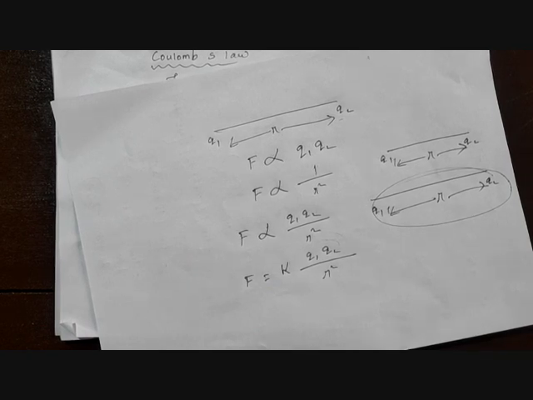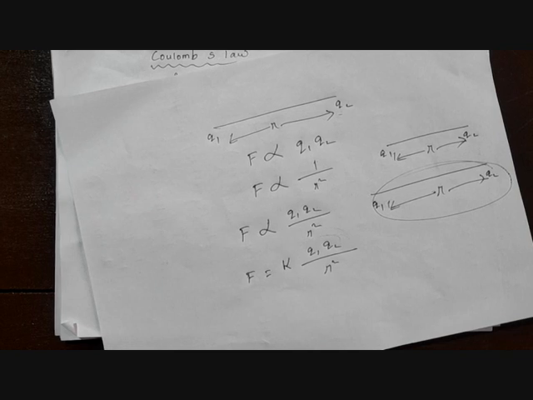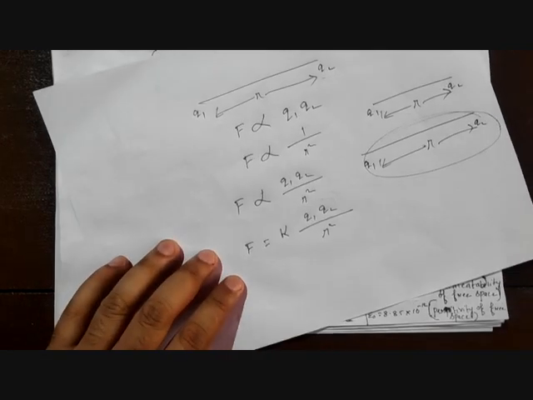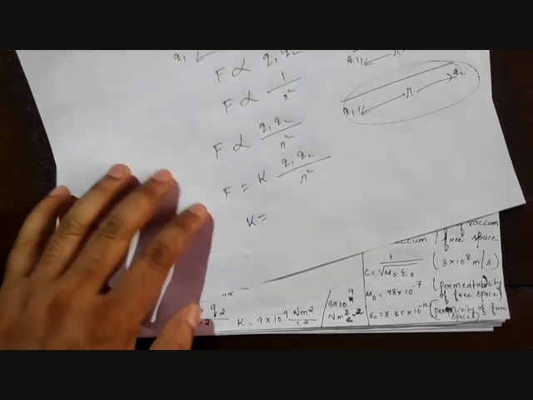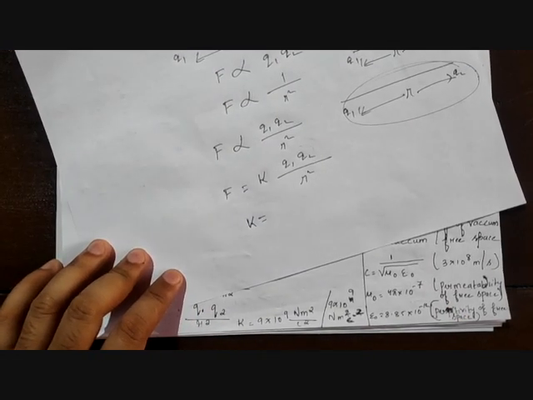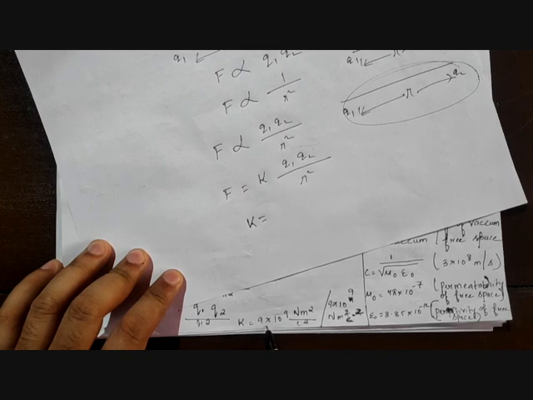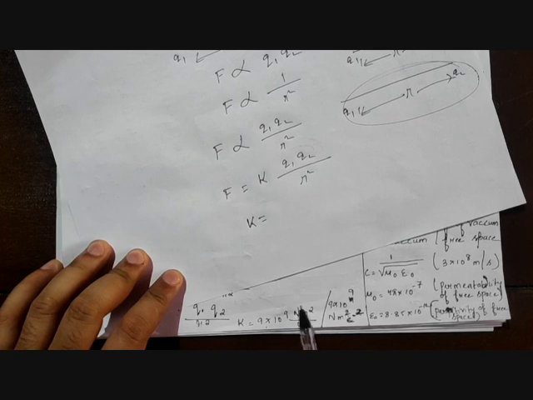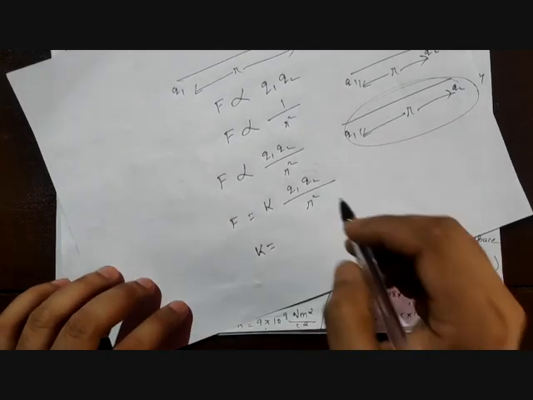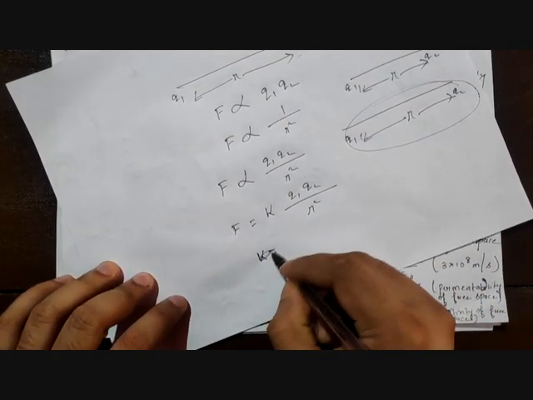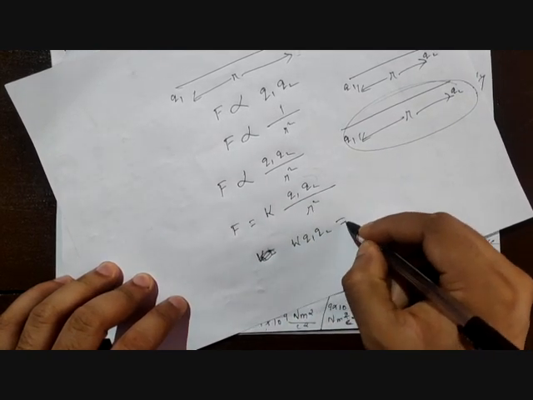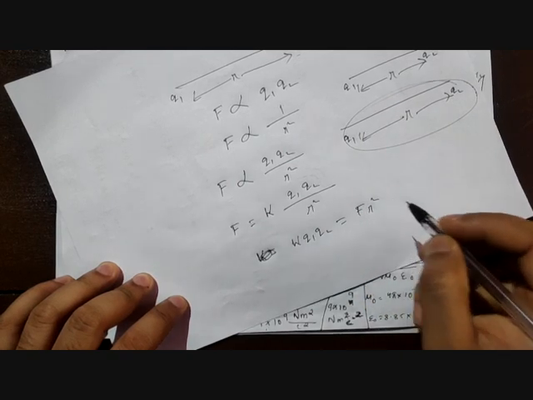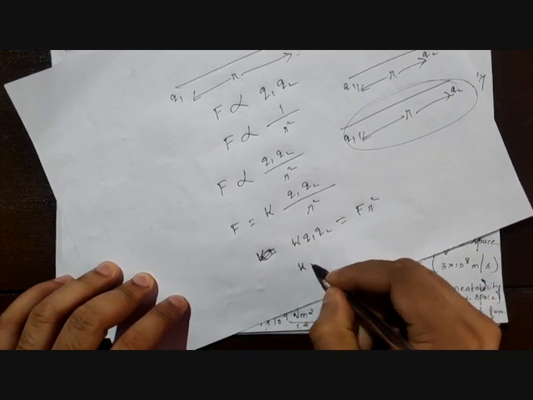Now k is called the Coulomb constant, and remember one thing, it has some value. k is equal to what? I have written here 9 into 10 power 9, newton meter square per coulomb square. Clear? How did you get this unit? It's very easy. Suppose I write k equals F r square by q1 q2. So we're going to find out this unit.